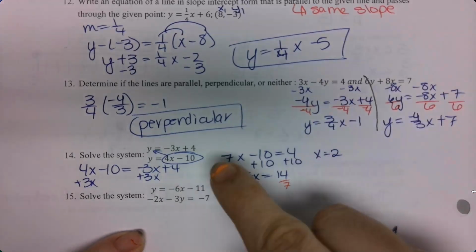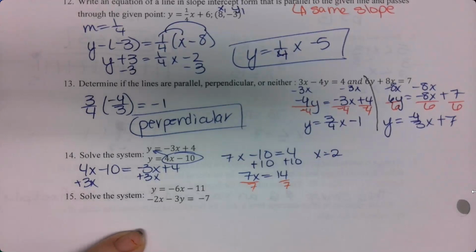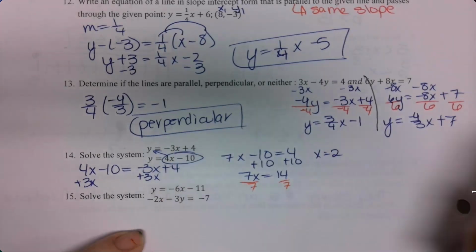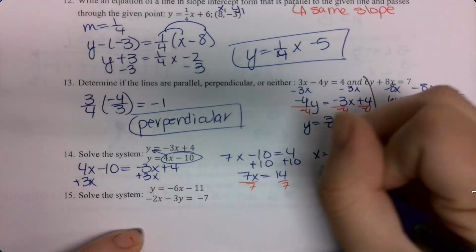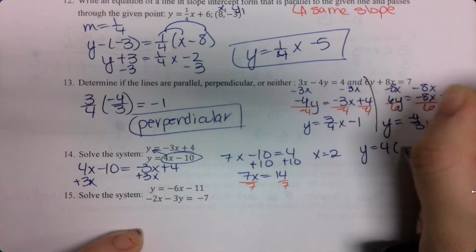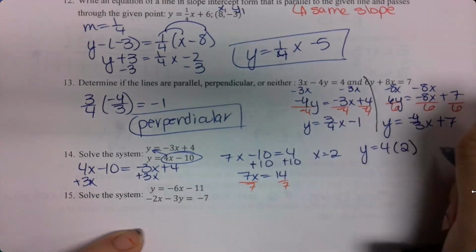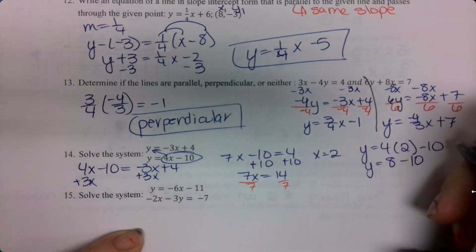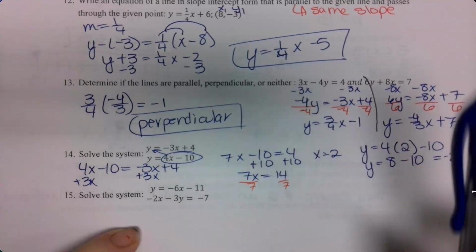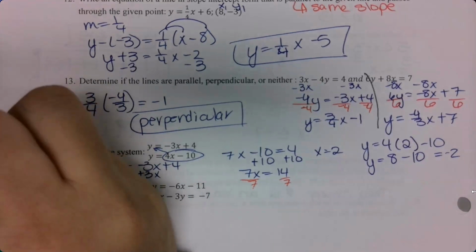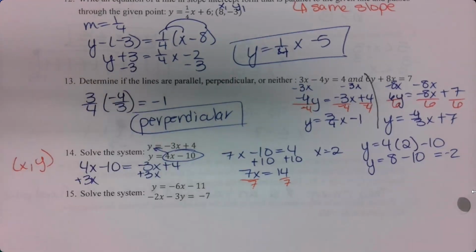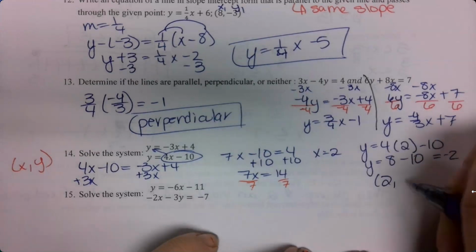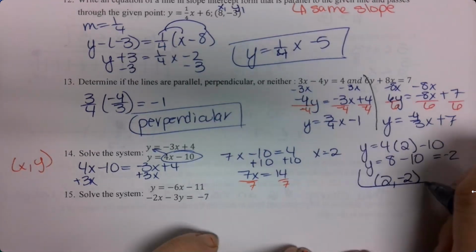Then I want to plug back in. I can pick which equation I want to plug into. I'm going to pick the bottom one since I don't want to multiply by a negative. So I have y equals 4, and then instead of x, I'm going to plug in 2, minus 10. 4 times 2 is 8. 8 minus 10 is negative 2. And then remember, with systems of equations, I always write my answers in the form x comma y. So my answer here is going to be 2 comma negative 2.